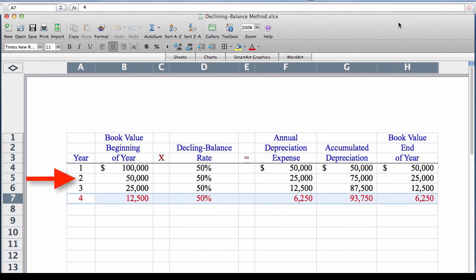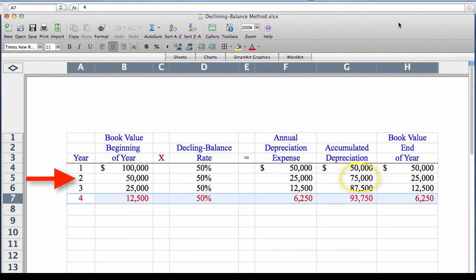In year two, we calculate depreciation by taking the book value at the beginning of the year again. This is now $50,000. This is equal to the book value at the end of year one. The $50,000 book value is then multiplied by the 50% declining balance rate. This results in annual depreciation expense in year two of $25,000.